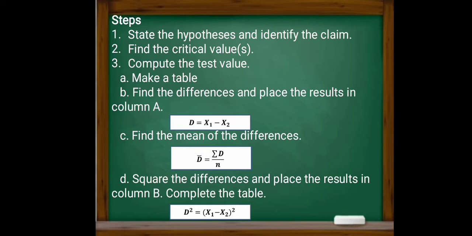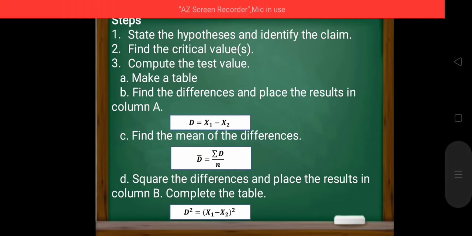The general procedure in testing the difference between two means of the dependent samples has these steps. Step 1, state the hypotheses and identify the claim. Step 2, find the critical values by locating the intersection of the degrees of freedom and the given alpha in table F. So this is our table F.